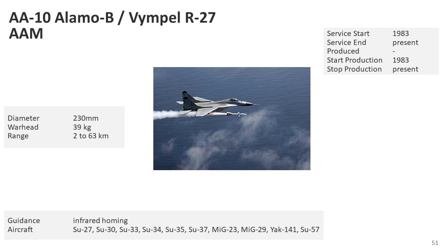The R-27T AA-10 Alamo B is an infrared homing version of the AA-10. It uses passive homing using the Avtomatika 9B1032 IR seeker head. The R27ER AA-10 Alamo-C is the semi-active radar homing extended range version of this missile system. The R27ET AA-10 Alamo-D is the infrared homing extended range version of this missile system.